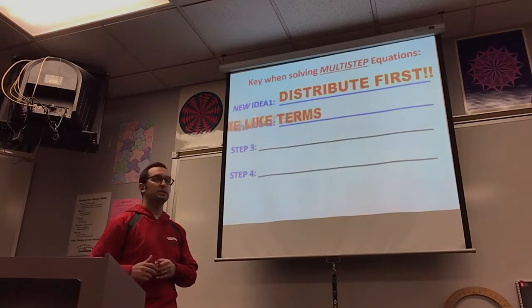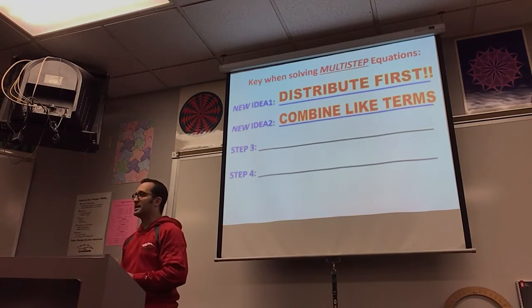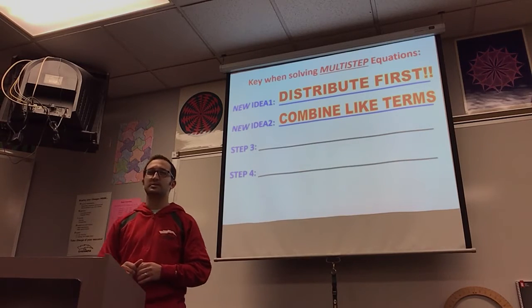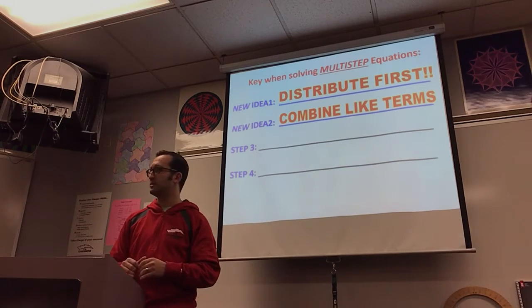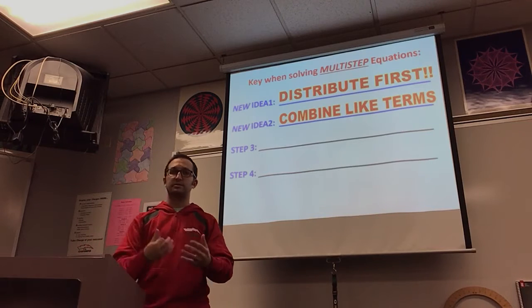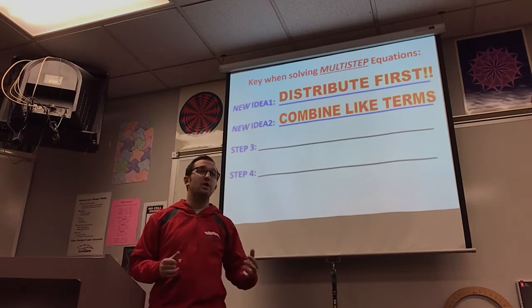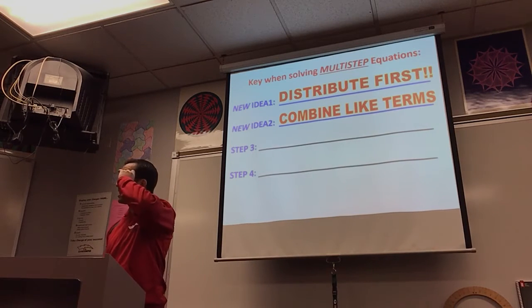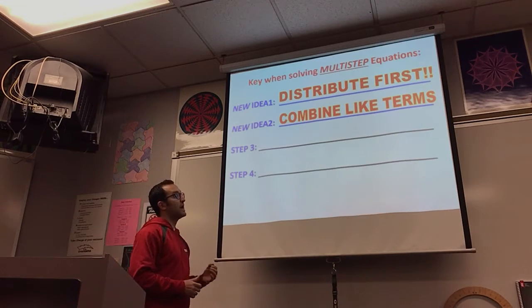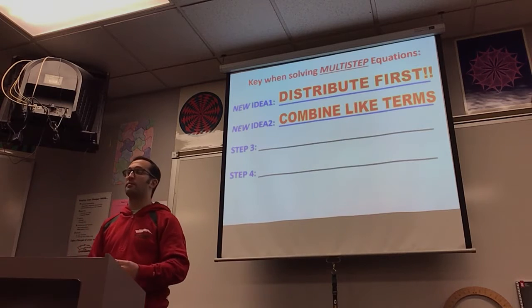After we've distributed, you're probably going to have to combine like terms, because it's going to be a multi-step question, right? So there will be multiple steps to do, not just one or two. There will be a variety of steps. Sometimes it will be 3, sometimes it will be 5. But the reality is, we have to distribute and then combine like terms.